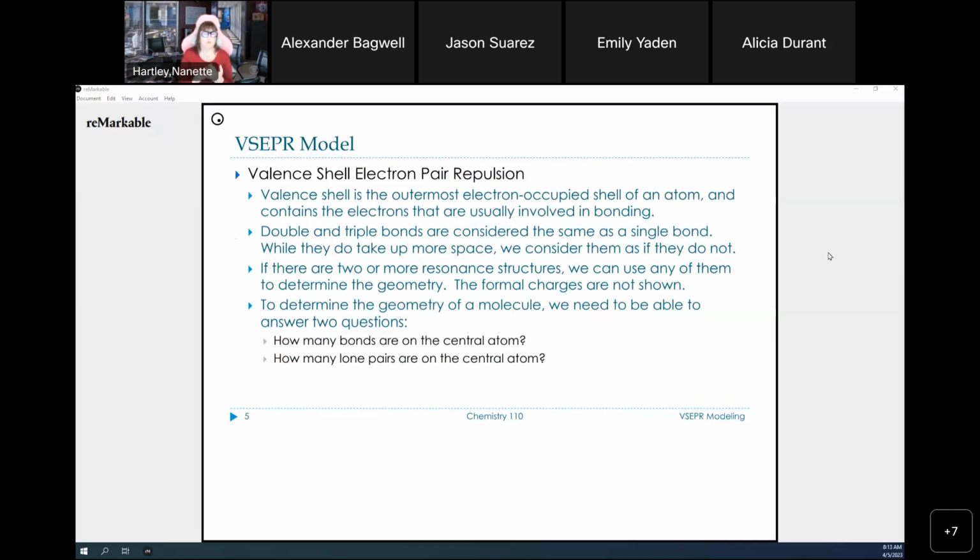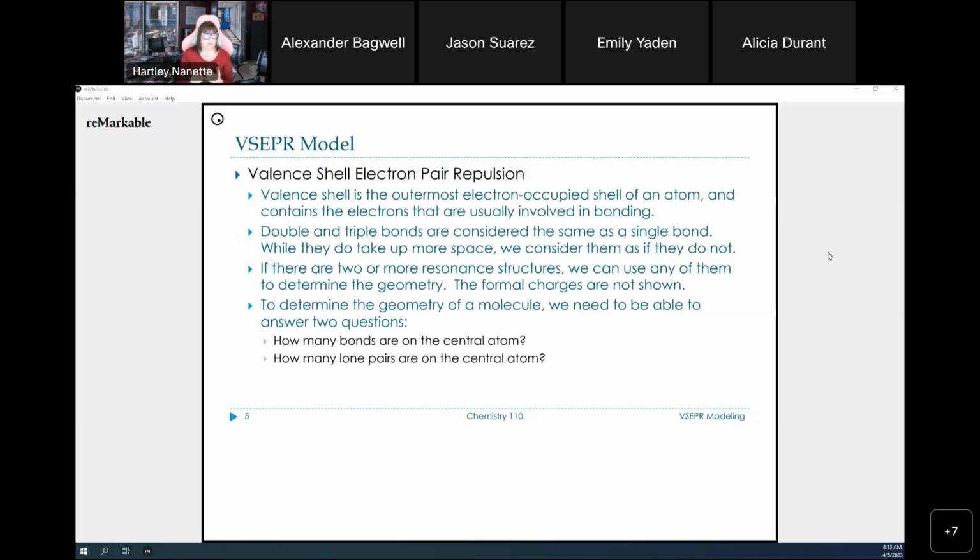If you have 2 or more resonance structures, which we saw for the BrO3 minus that had 3 that we drew, we can use any of them to determine the geometry. Formal charges are not shown when we do the geometries. We may be asked to calculate them, but they're not part of what we use to determine that geometry.